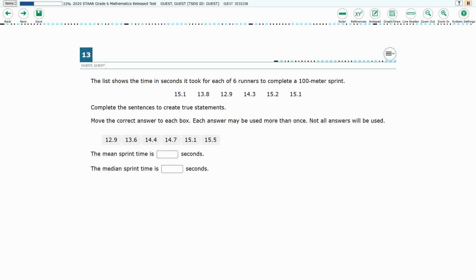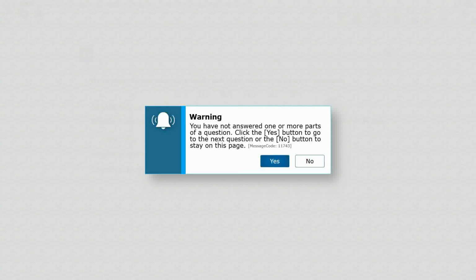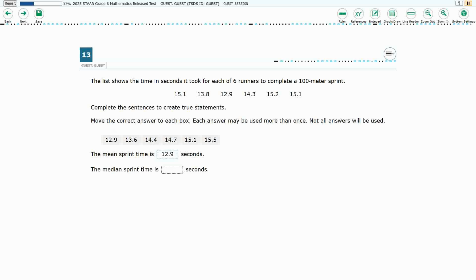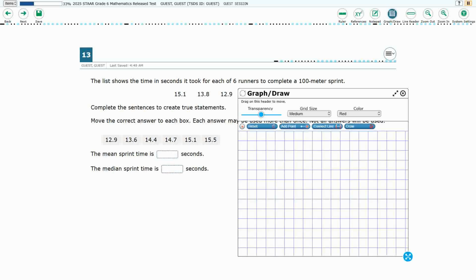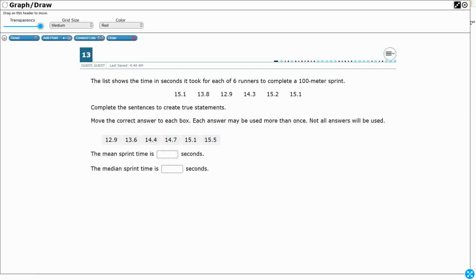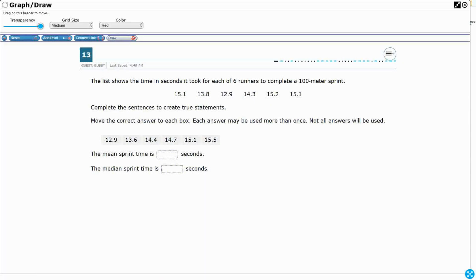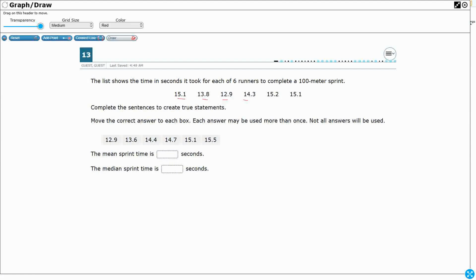So we have drag and drop, and we can use the same number in both ones if we want to. It's 2 points. We need to make sure that we select one for each, because if not, it will give us that error message saying you have not answered both questions. So let's get both questions correct so we can get both points. We've got 6 times here, and we have this data set. We need to find the mean and the median.